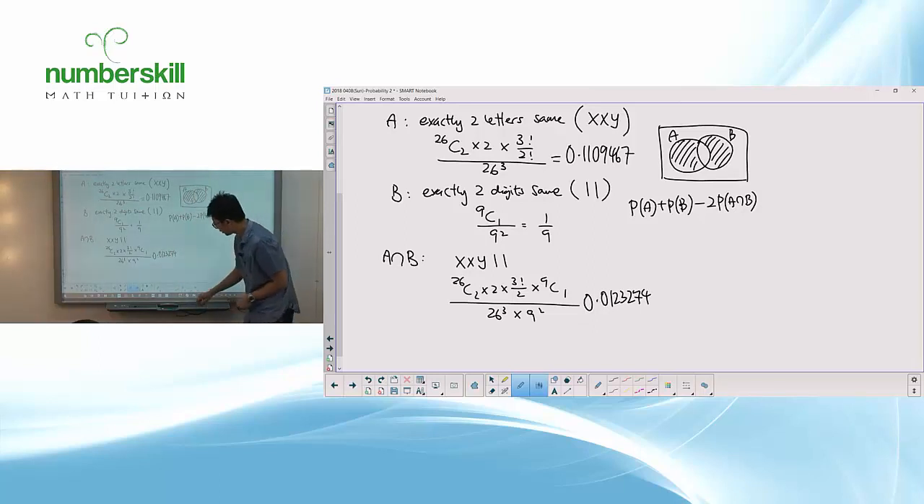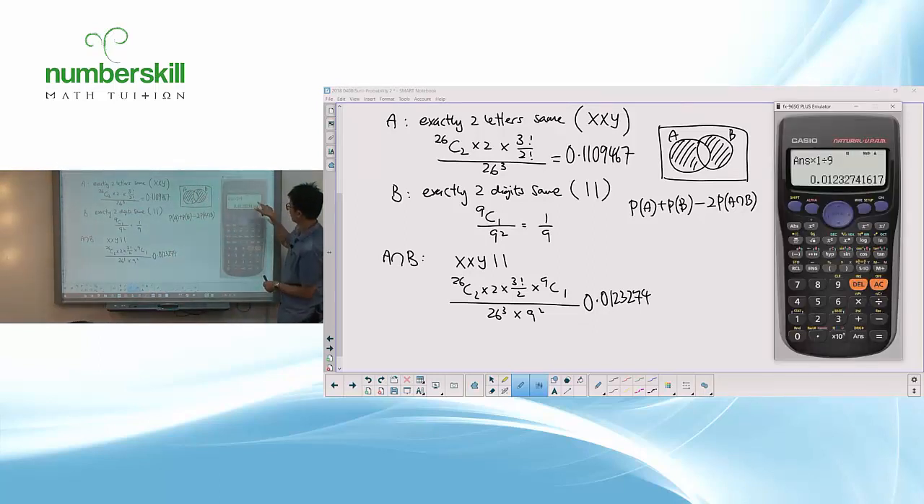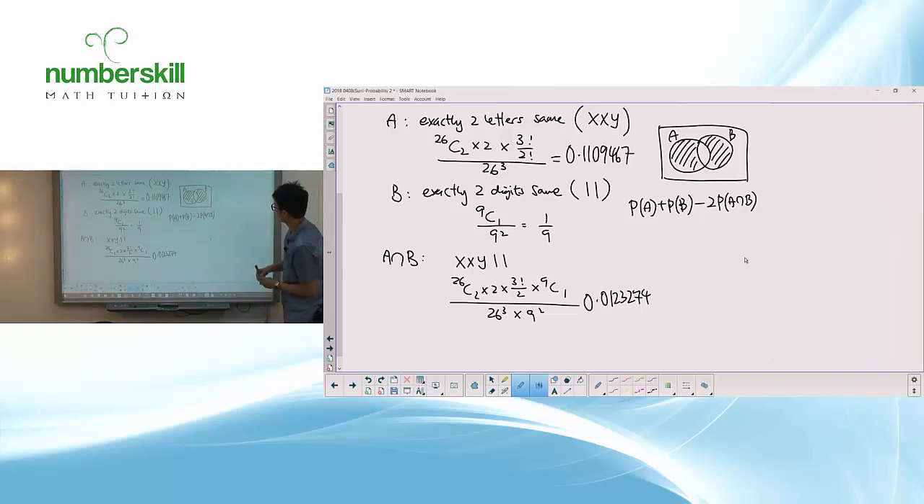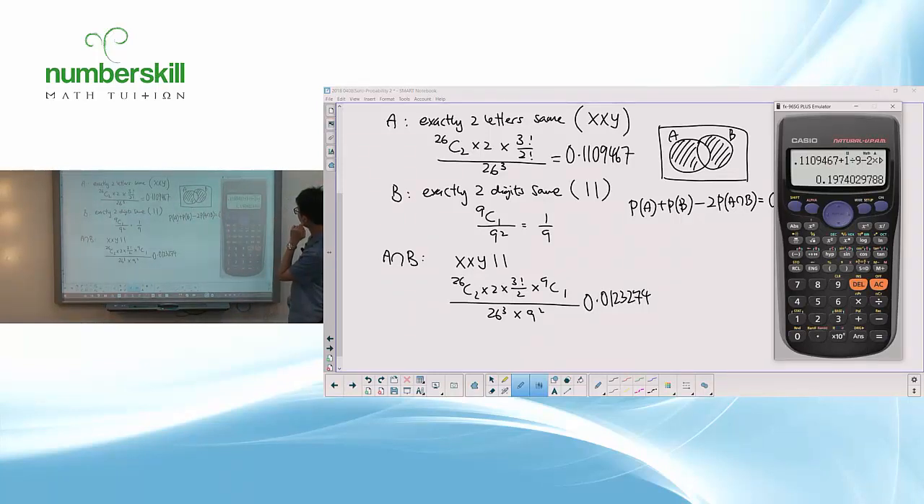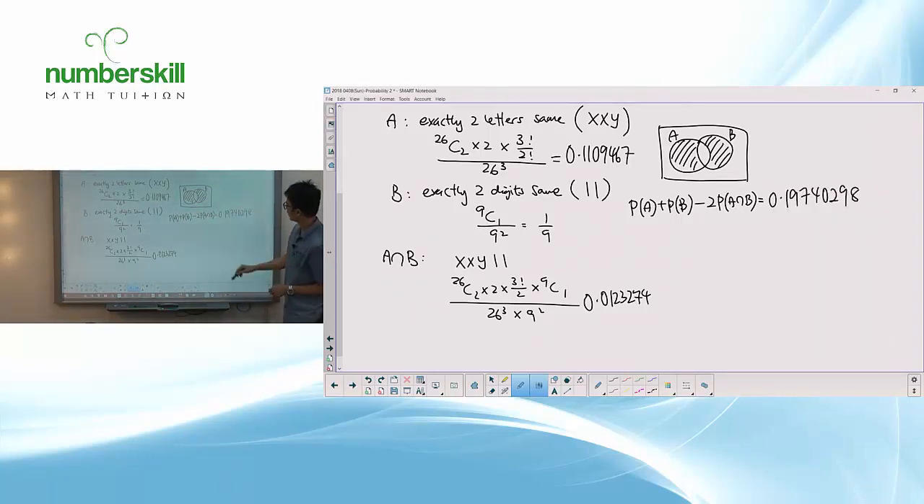All right. So according to what I should be finding, this one I need to times 2, right? So I'm going to take 0.1109467 plus 1 over 9, minus 2 times the answer that I got previously. 0.1974029. I think I can't remember phone numbers for this particular reason. Okay, let's be more kiasu a bit. All right, so 3SF, you get 0.197, which is the correct answer. That's cool. Okay, we got the correct answer.